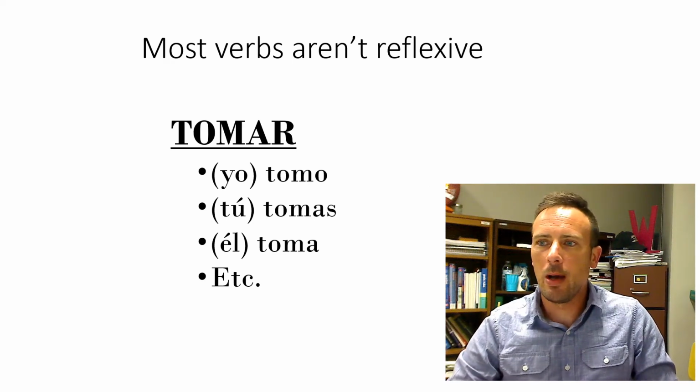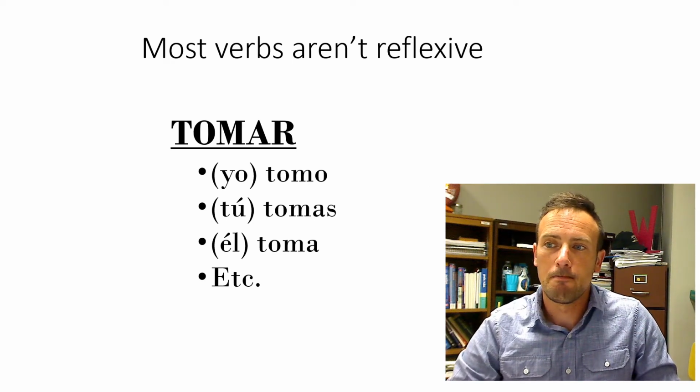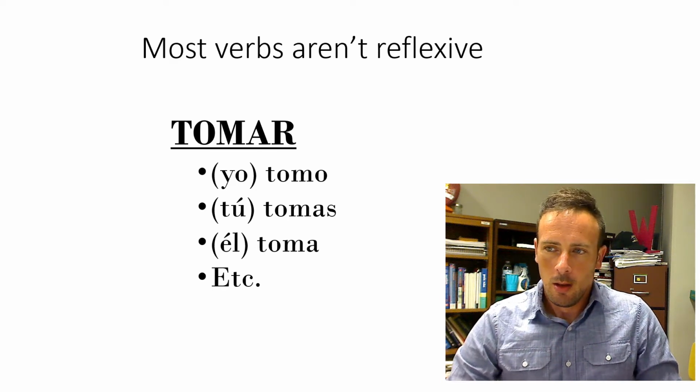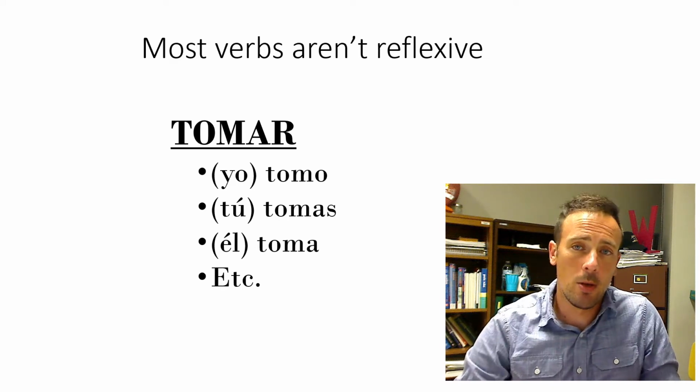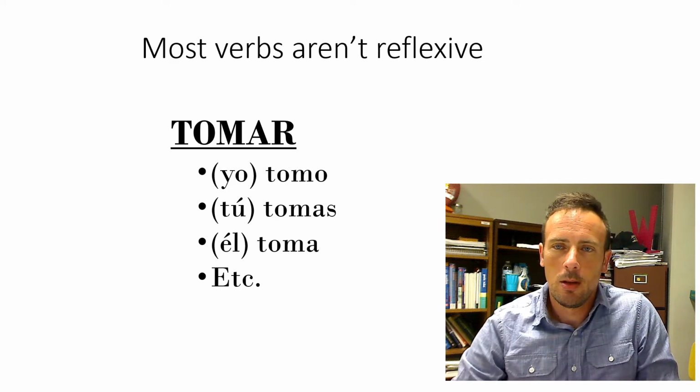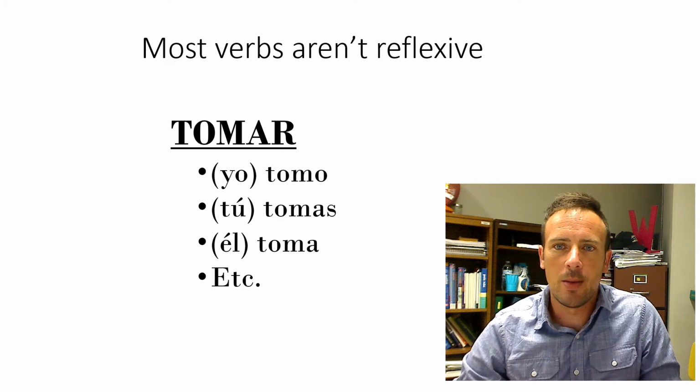So chapter 5 covers reflexive verbs. Reflexive verbs are very, very simple, very mechanical. The only difference between a reflexive verb and any other verb that you might have seen in 101 is adding a reflexive pronoun to the verb.